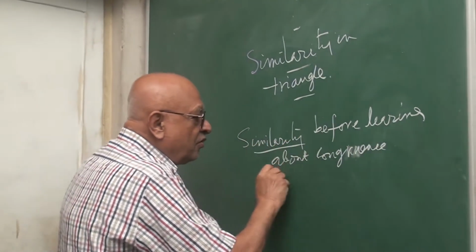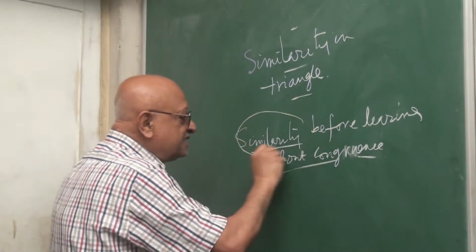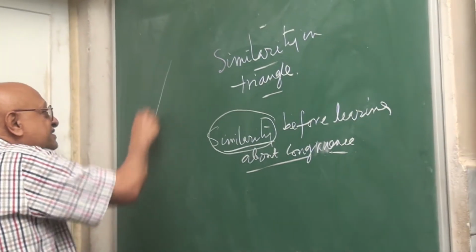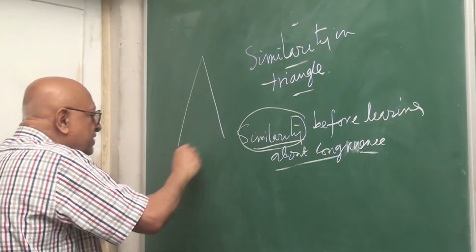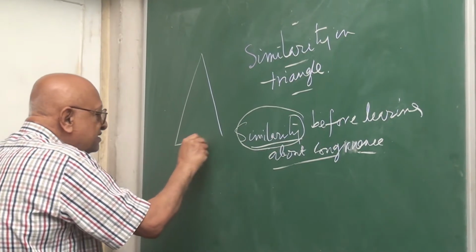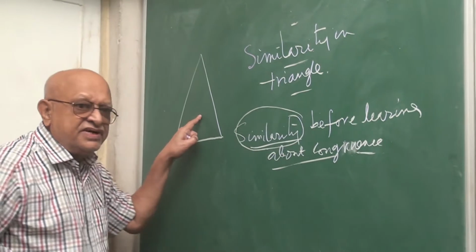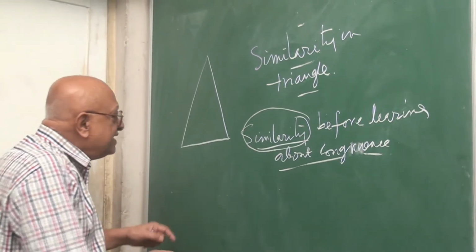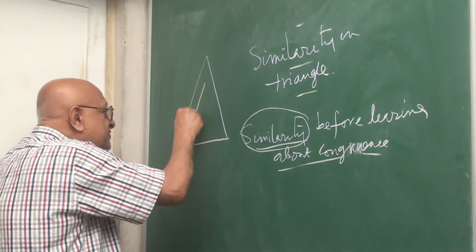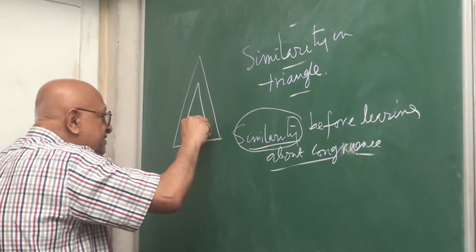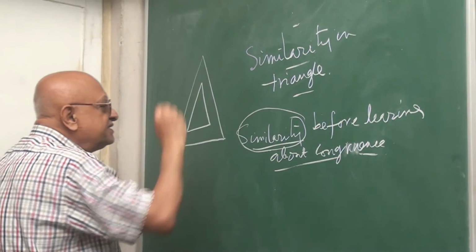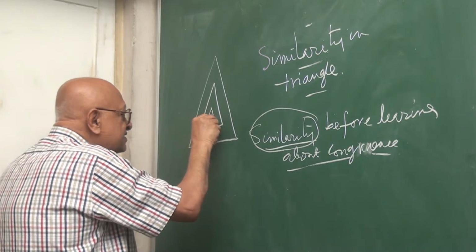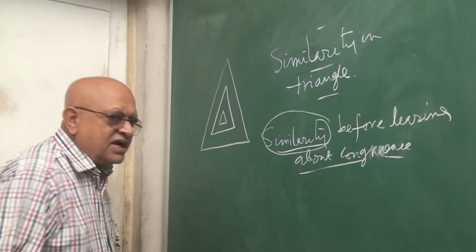Okay, what is the meaning of similarity? We'll start with a triangle. Why do we always start with a triangle? Because a triangle is the first figure which gives you enclosed space. If I draw another triangle inside it, these two triangles will be similar. I can draw another smaller triangle within this. So these will be similar triangles.